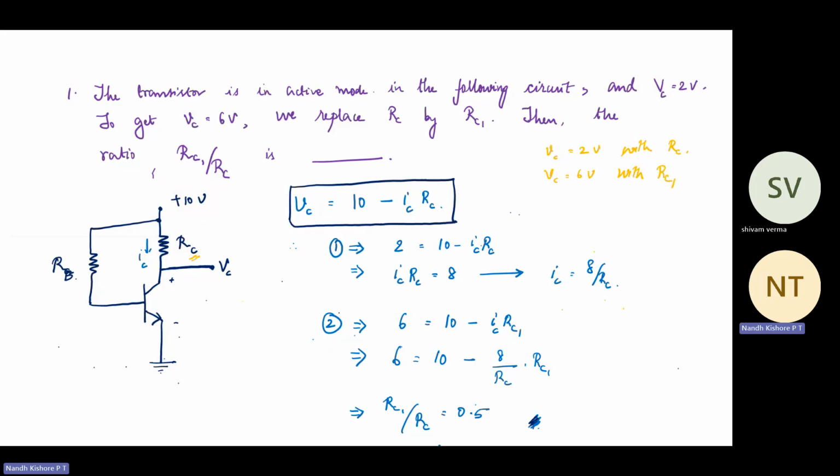If I change the resistor, my VC will also change because VC is based on the drop across the resistor. So if I change the resistor, my VC is also changing to 6 volts. VC was 2 volts, now it became 6 volts. What is the ratio of RC to RC1 or RC1 by RC? So that is the question. Basically you write the KVL equation and substitute the values. VC is 2 volts, VC is 6 volts, you get two cases. So IC is 8 by RC. And from the first equation, you substitute it over here, you get RC1 by RC.